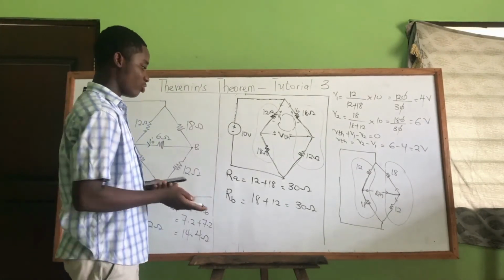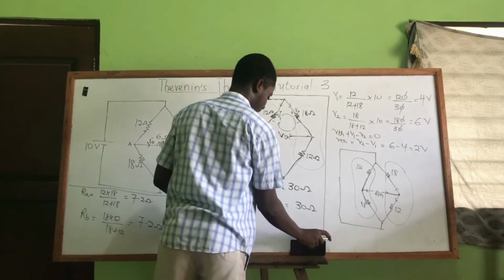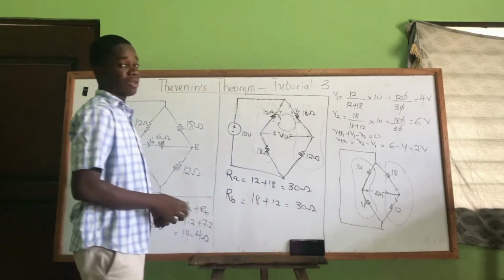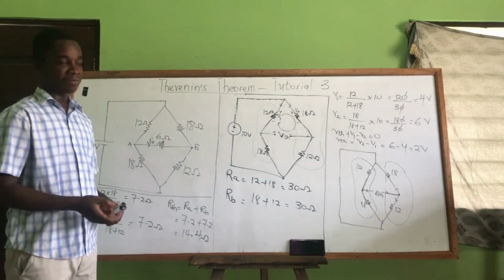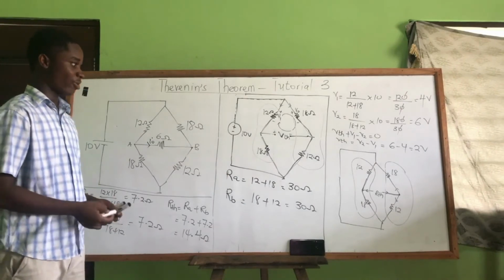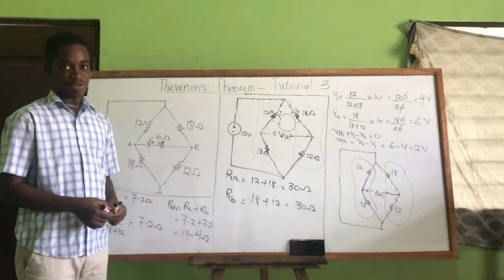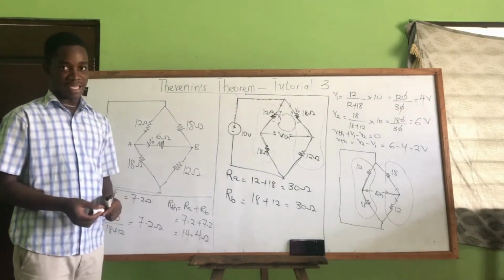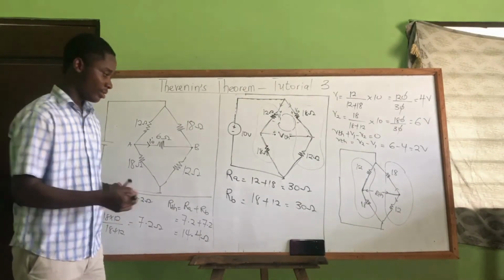That is the RTH. So the last thing to do is to draw your Thevenin equivalent circuit and calculate the current from there. I'm not going to draw because I know by now you can draw it yourself. So I'll straightforwardly calculate the current using the formula.